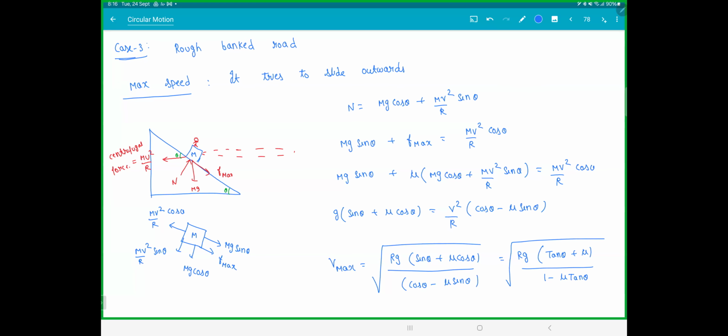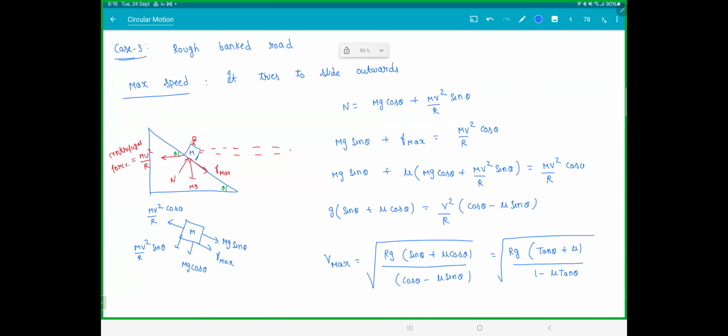Check it out. And here, if you see this term, if that cos theta minus mu sine theta becomes less than or equal to 0, that is, cot theta is less than or equal to mu, then Vmax becomes infinity or undefined. That is, the vehicle will never slip.